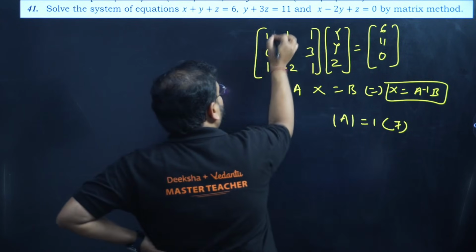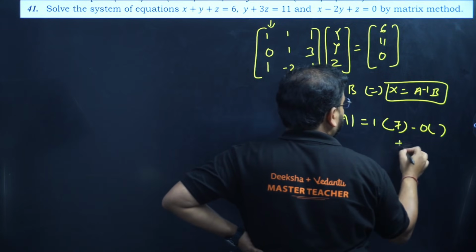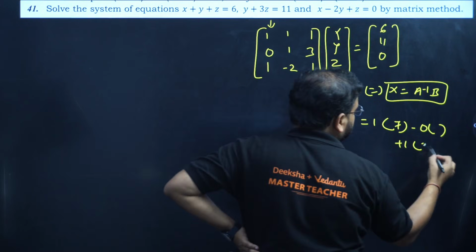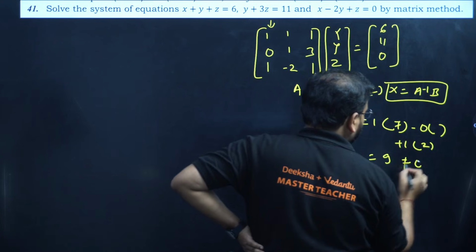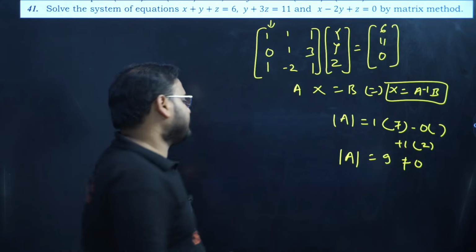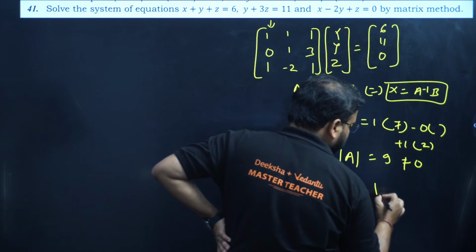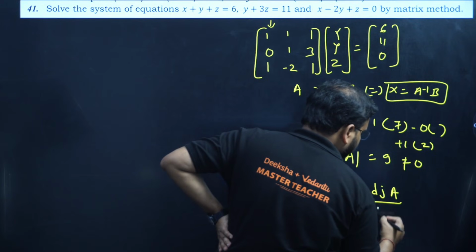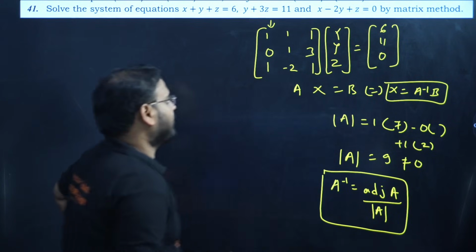Across this 0, I'm finding across the first column. So you'll have minus 0, everything is gone. Plus 1, you check now. Across the third element, you'll have 3 minus 1 which is 2. So I'm getting the value as 7 plus 2 is 9, which is not equal to 0, means determinant is non-zero, so the matrix inverse will exist. How do you find inverse? Adjoint A by determinant of A. Next step is to find what? Our adjoint.